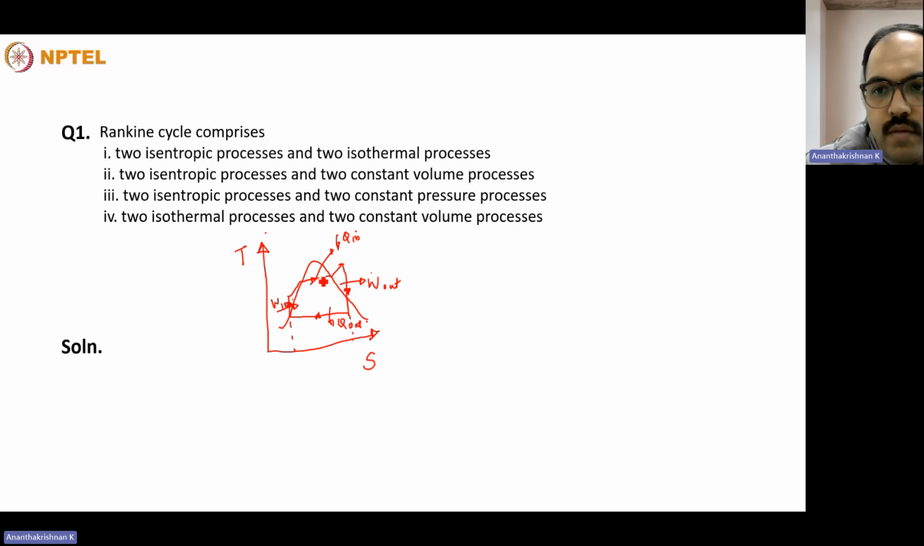So within the vapor dome, the temperature and pressure remains the same, but in the boiler, we consider it to be a constant pressure process. It's a flow process. And similarly in the condenser as well, we actually use constant pressure heat rejection process. Therefore, it consists of two isentropic process and two constant pressure processes. So option 3 is the answer.